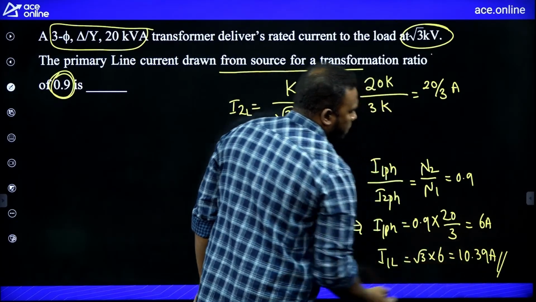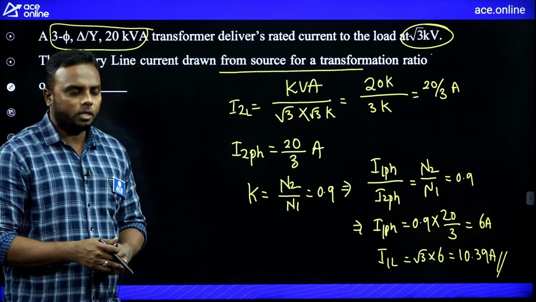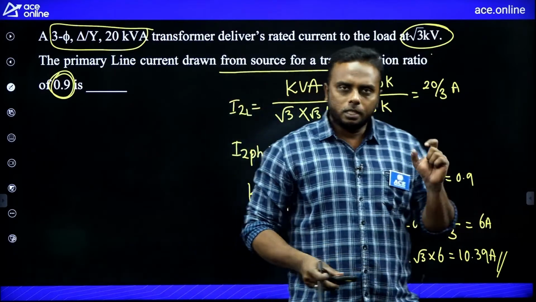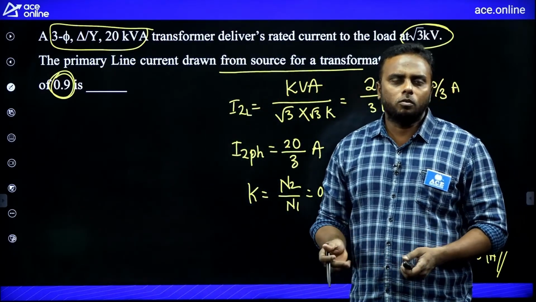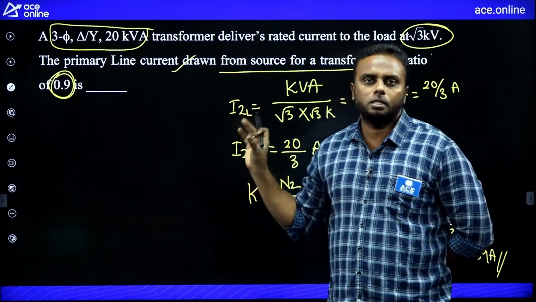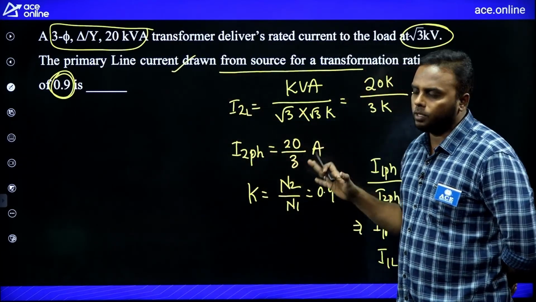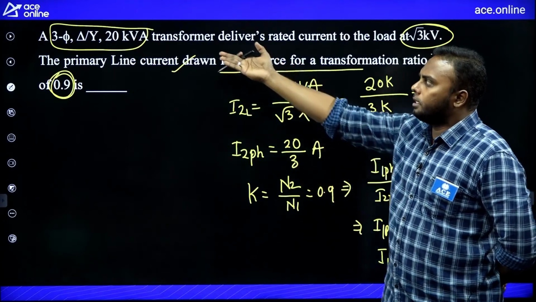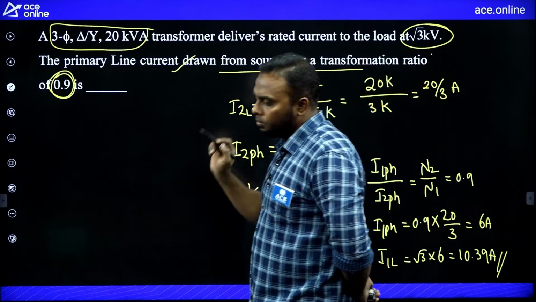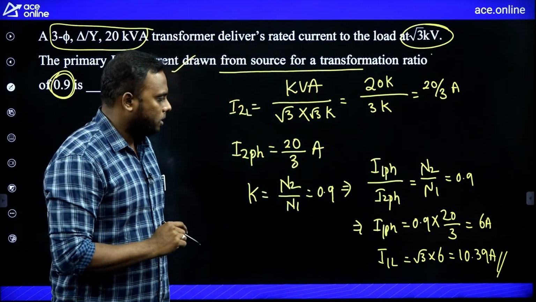This is the answer. But if by mistake you write only 6 amps in the numerical answer type with no options, that is wrong, because they are asking for line current. So you have to observe, in these three-phase calculations, whether they are asking for line or phase, and how to change between phase and line depends on the connection. Delta-star is given. So 10.39 amps is the answer.